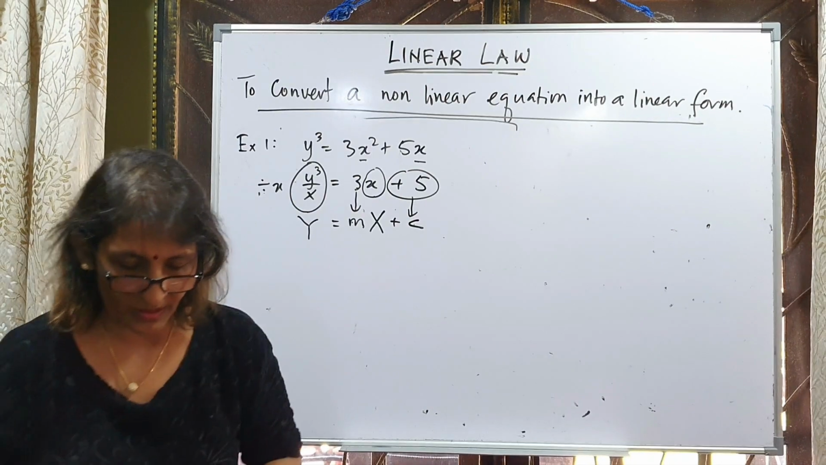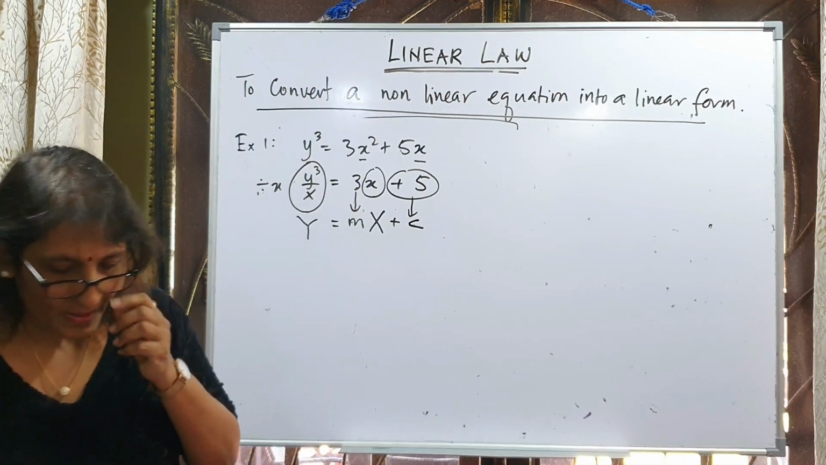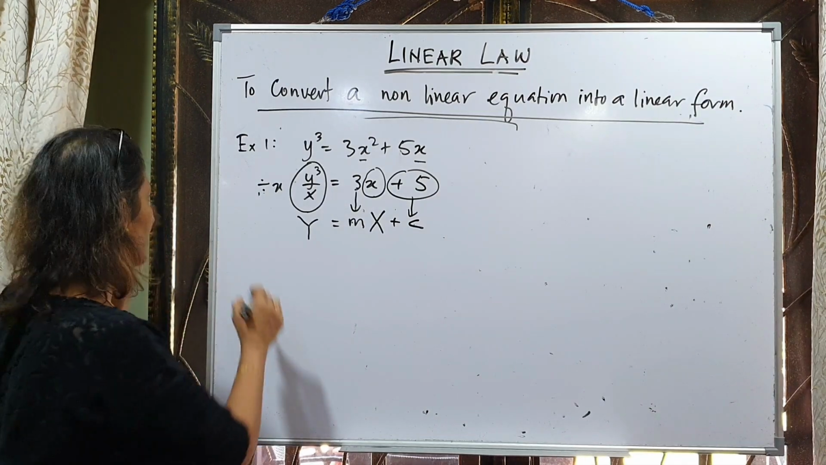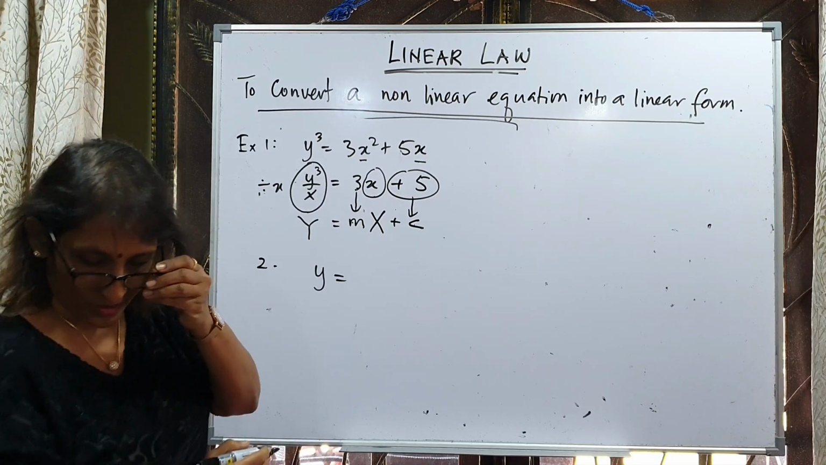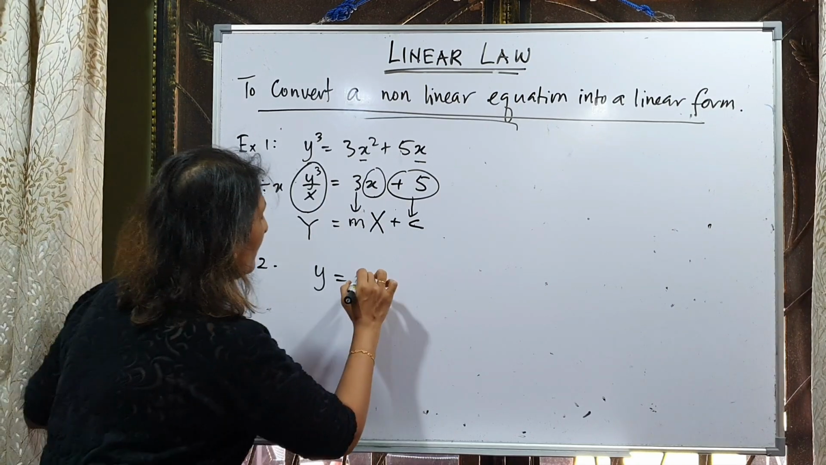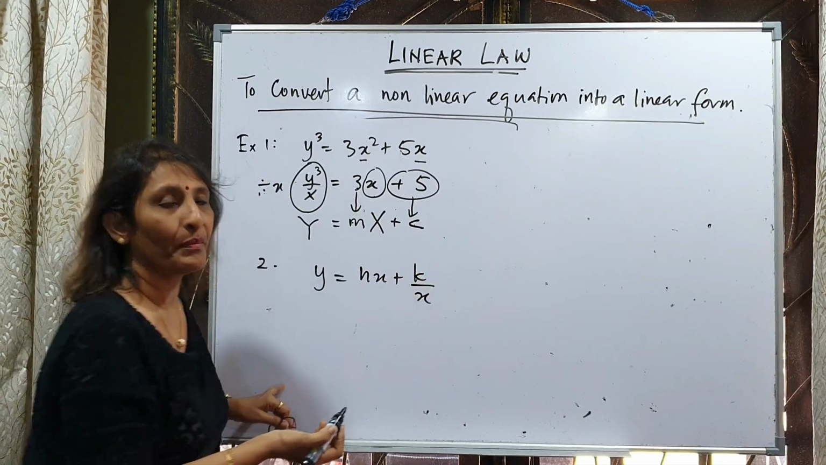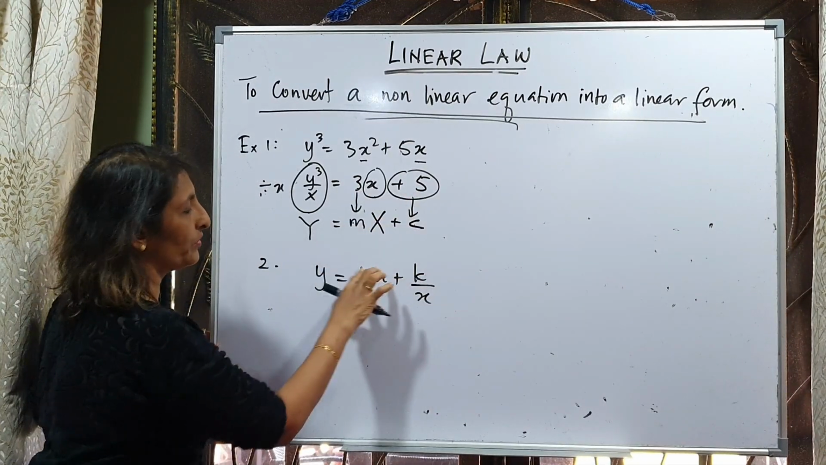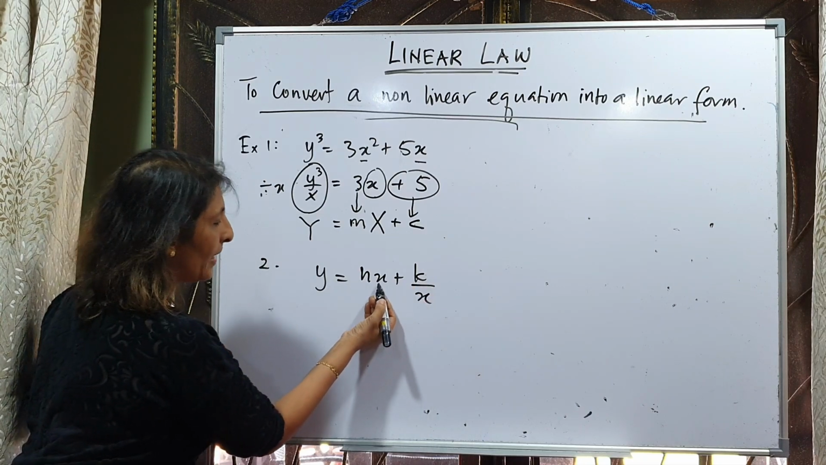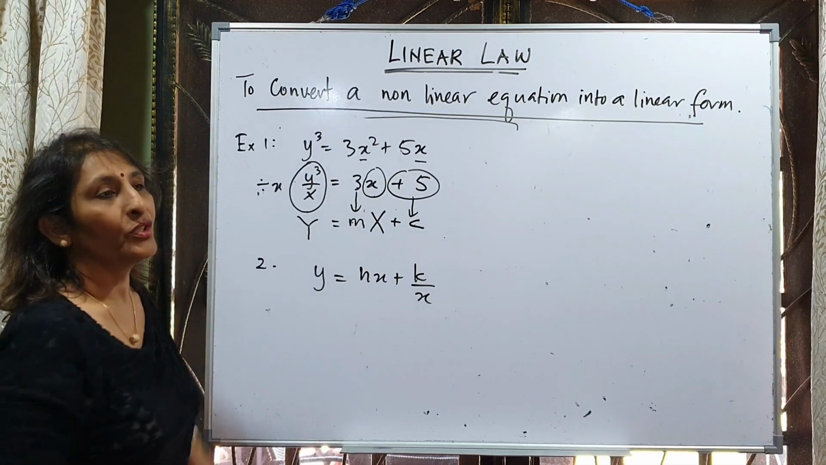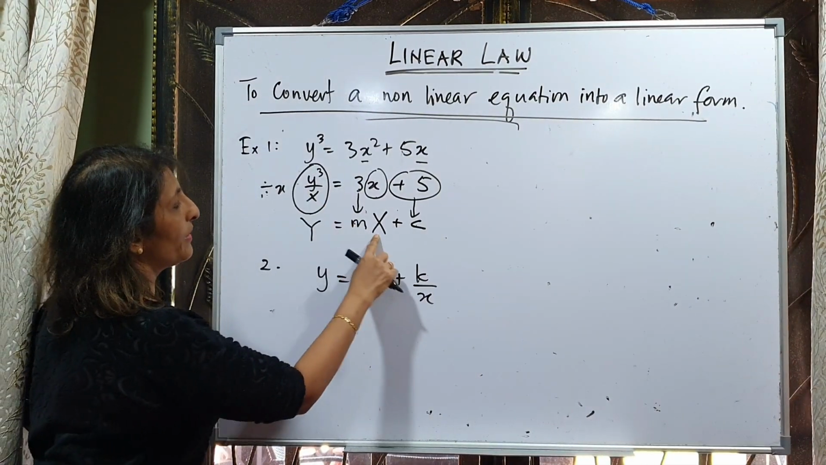I'll give you many examples. Okay, how about this? Example 2, y equals hx plus k over x. Now h and k are just numbers. I can put numbers like this, or I put alphabets, doesn't matter. This is non-linear because we have x here, we also have x here, right? So cannot. We must get it into this form, y equals mx plus c.